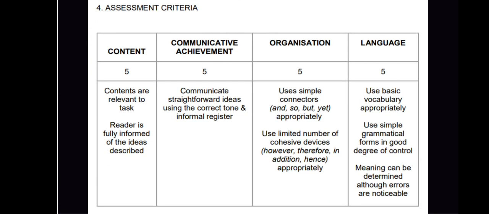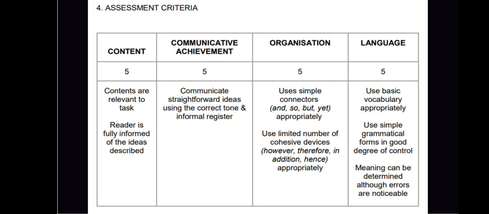Okay, the assessment criteria. We have discussed this before. When you look at the content, you have to make sure it is relevant to the task, and that the reader is fully informed of the ideas described. Make sure you answer all three questions given just now. For communicative achievement, don't worry much because this is for the first part.